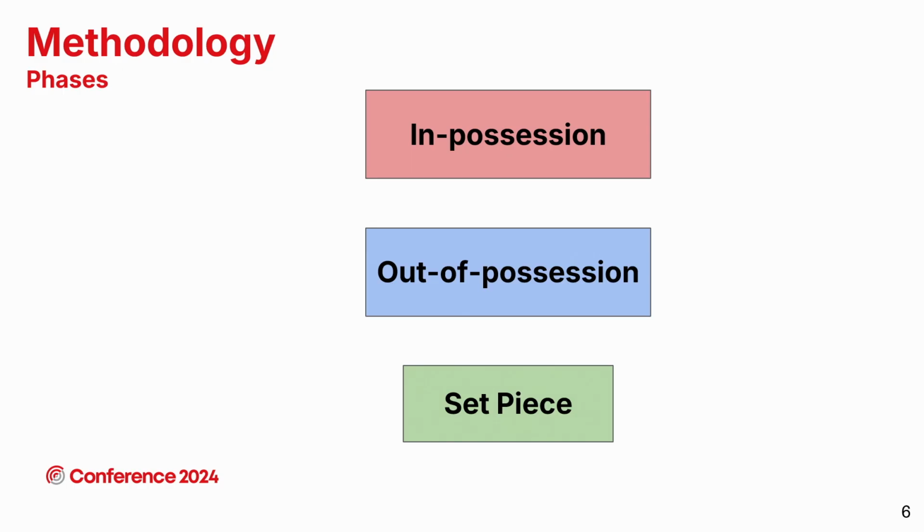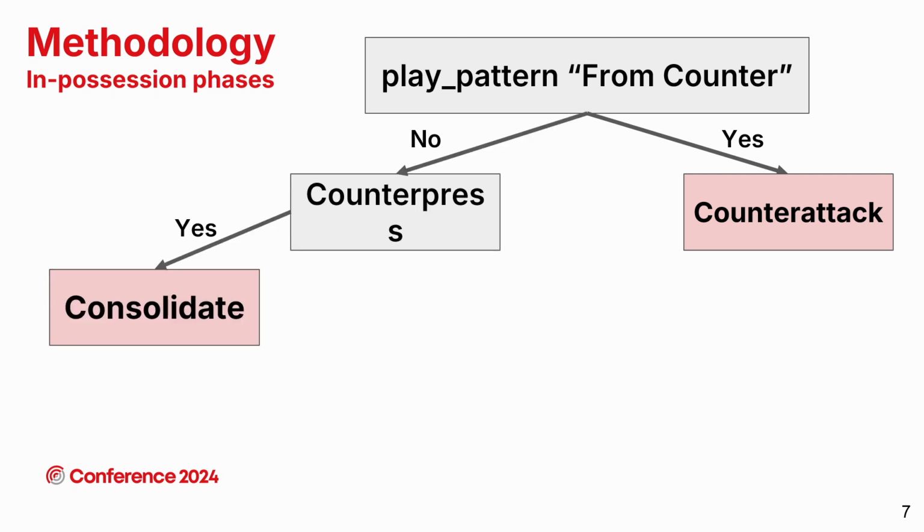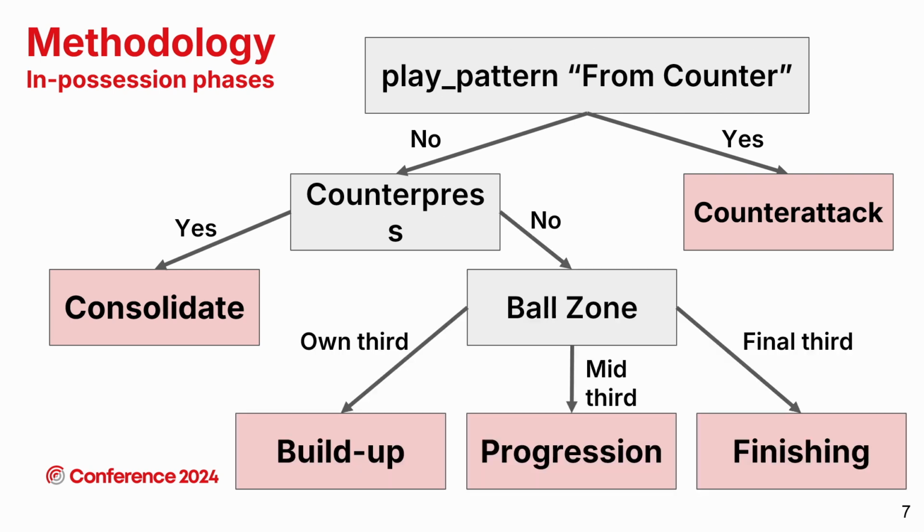Now, talking about our phase definitions, we detected 3 main areas: in possession, out of possession, and set pieces. In the next few slides, we are going to divide each into their subphases. Starting off with in-possession phases, we first define counterattack as entirely dependent on StatsBomb's event data. If the play pattern is from counter, then the in-possession team is in a counterattack in-possession phase. Else, if the out-of-possession team is making a counter-pressing action towards the in-possession team, then the in-possession phase is a consolidate. Then we define the other 3 in-possession phases, build-up, progression, and finishing, depending on the ball location on the pitch, being in the own third, middle third, or final third.